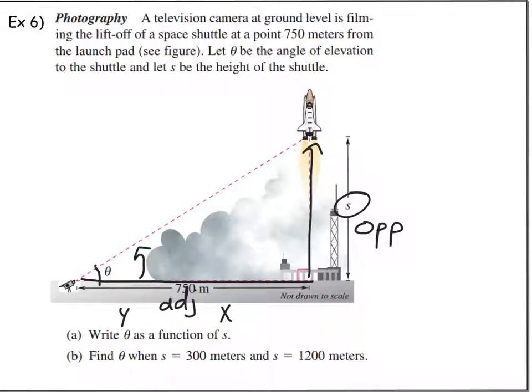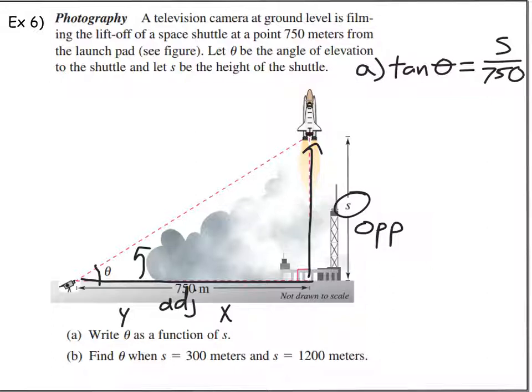So for part A, to just get something in writing, even though this isn't technically a function yet, I could say tangent of our camera angle is the height of the shuttle over 750. Now you look at that and see, hey, we've got 2 variables, but you know what? That's okay. We actually want that because think of x and y. We want this to be like a function, so we plug a number in, get a number out.